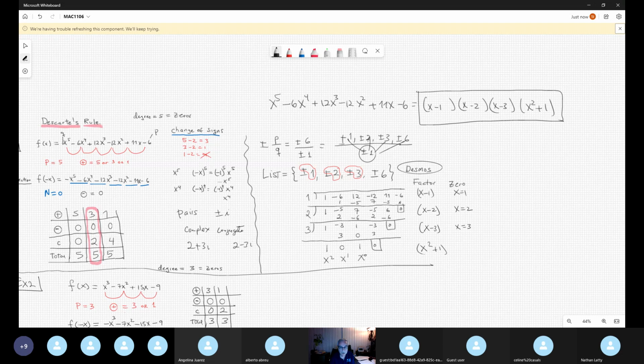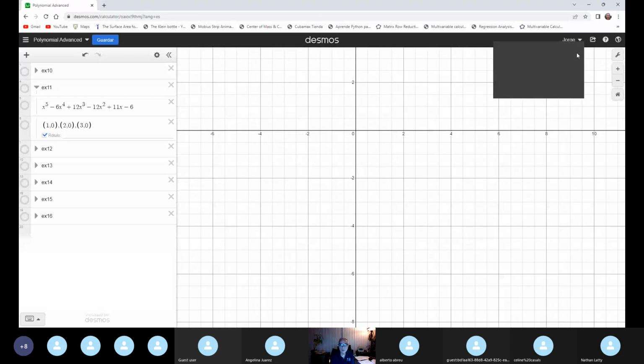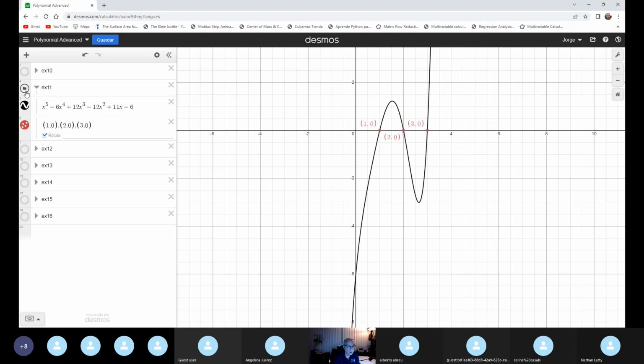Okay, super. Let me show you. What example is that? It's example 11. Do you see Desmos now? Yes. Look, I copy my same polynomial. The 3, 0. Okay, put in a red color. 1, 2, and 3. Okay, here's the solution. That's it.